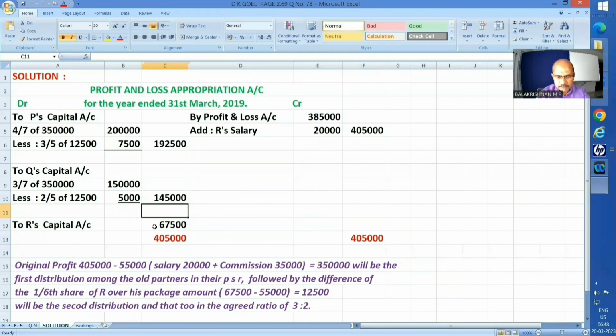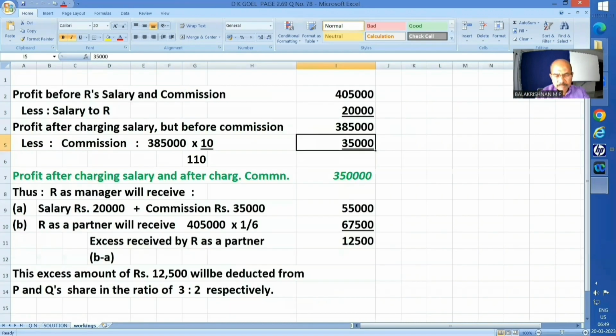Obviously, both sides of the P&L appropriation account are now tallied also. So once again, I would like to explain this one. First, we have based on the very original profit. And first, salary we reduced, because we have to find out how much the package constitutes. Salary is one of the components of the package, 20,000, clearly given. Commission we have to work out. For that purpose only we are based on the original profit.